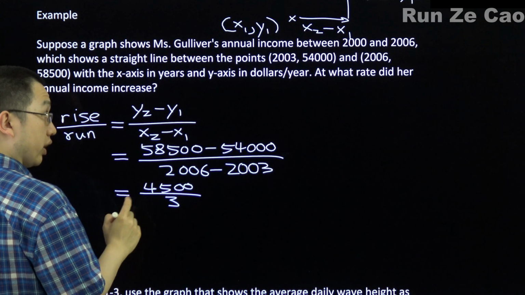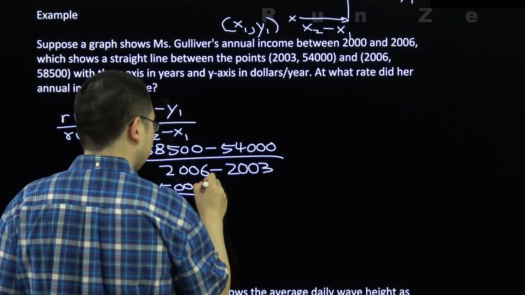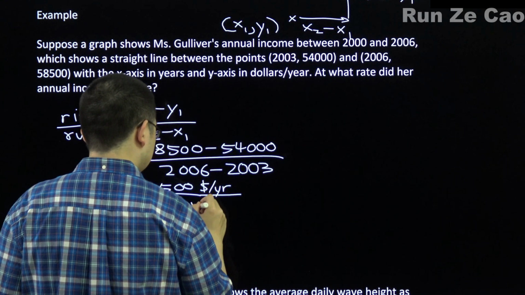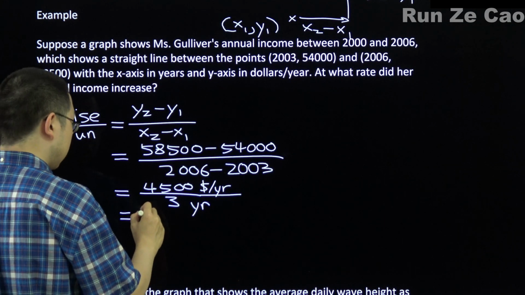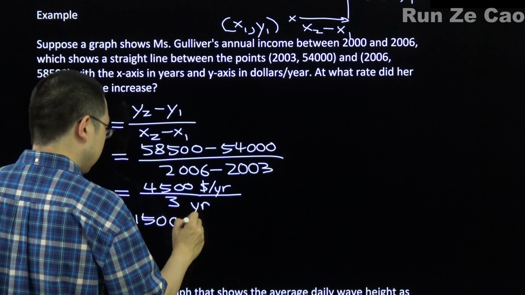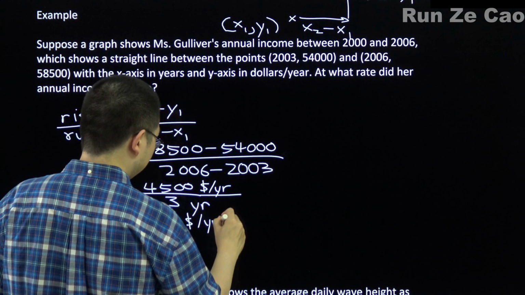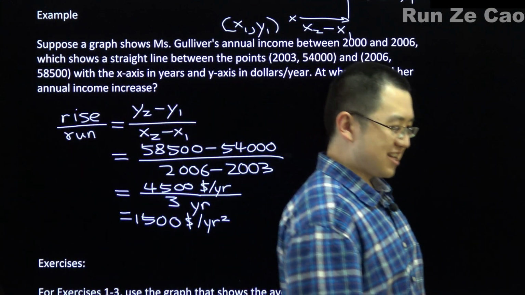Wait a second. What are the units? Oh, the y-axis is in dollars per year, and the x-axis was in years. Okay, so it's going to be $1,500 per year, or dollars per year squared. Yes.